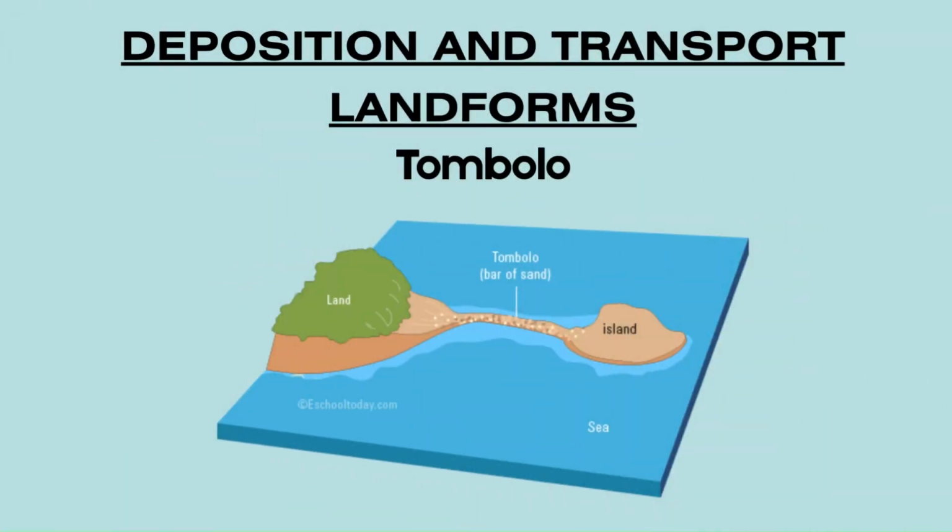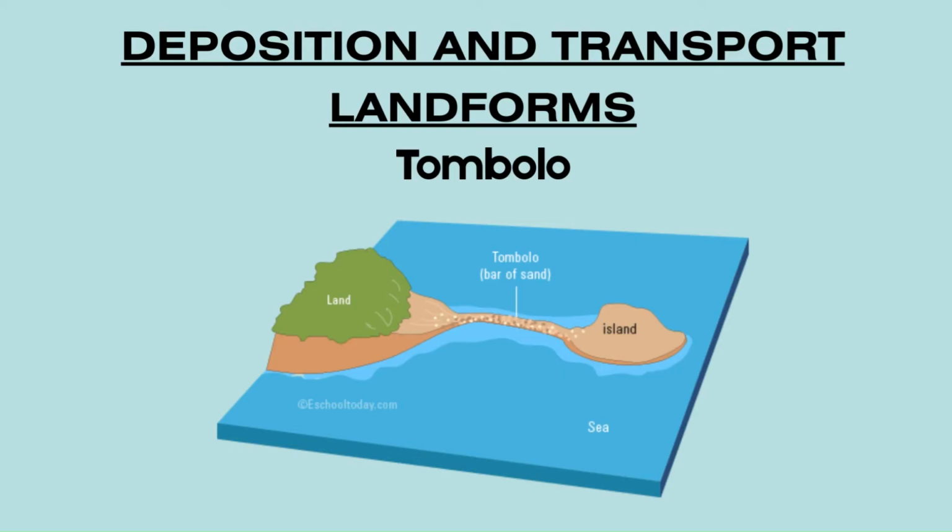A tombolo is a sand or shingle bar that connects an island to the mainland or to another island, effectively linking two landmasses. The process begins when waves approach the island from different directions. In some cases, wave refraction can cause the waves to lose their energy in the areas around the island. This energy loss leads to deposition of sediment in the water between the island and the mainland.